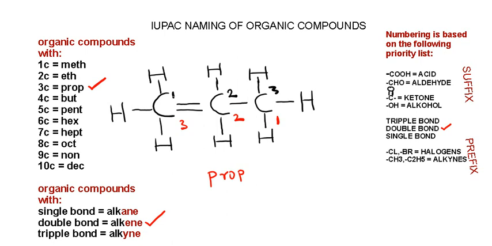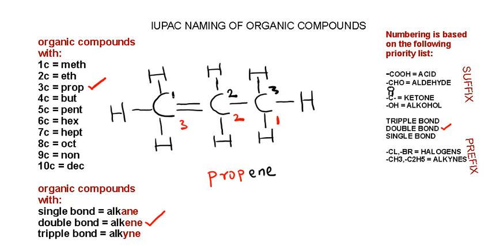Therefore, we are going to take ENE from alkene and join it to the base or parent name prop. So it becomes propene. We join ENE. It becomes propene. Now, the third thing to do is to check for functional group.